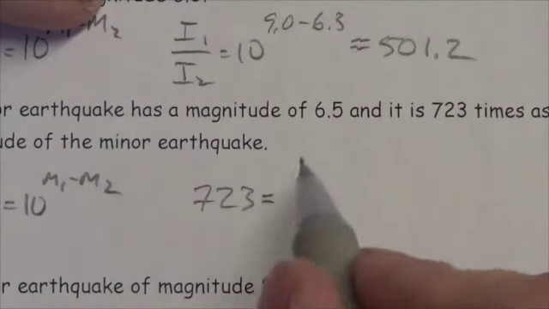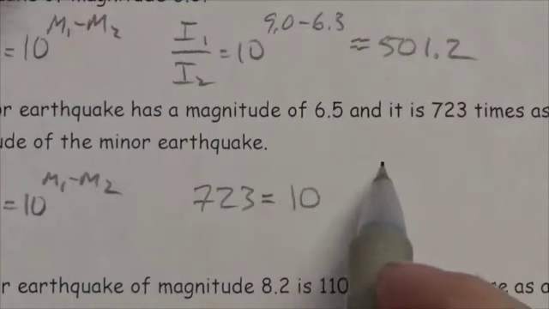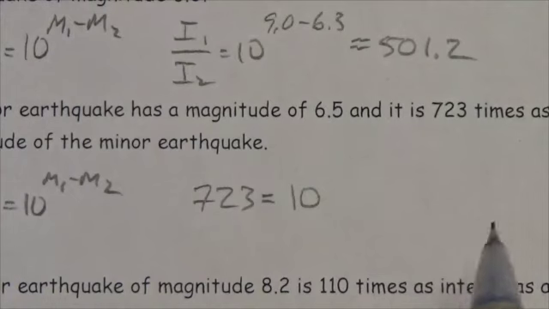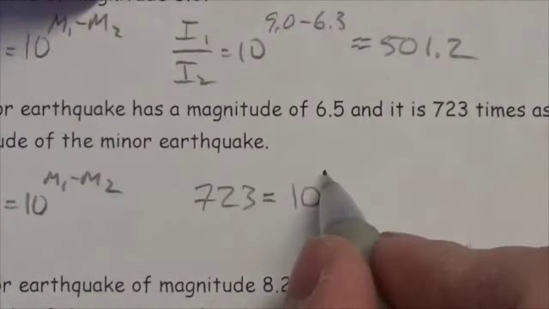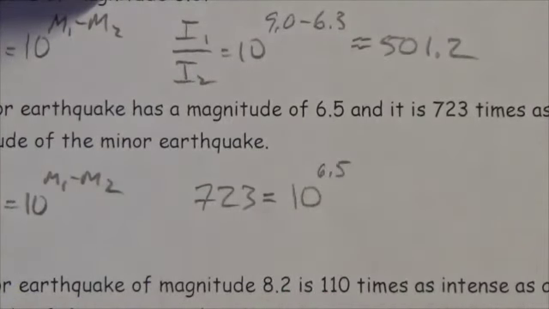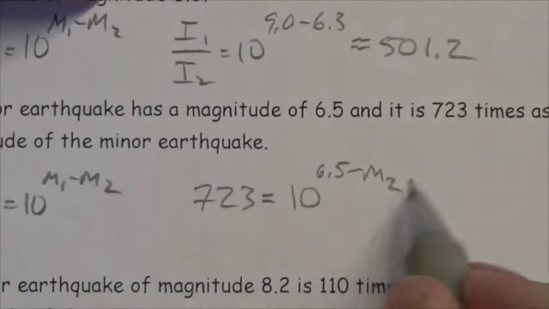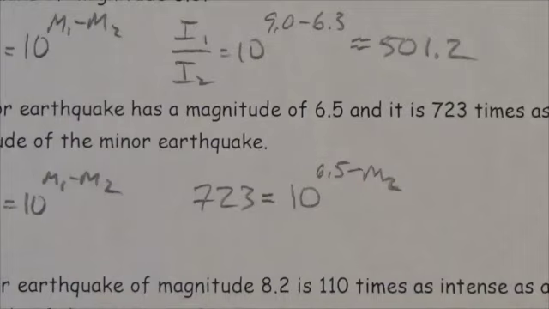And this is going to equal 10 to the, now the magnitudes here. Now a major earthquake has a magnitude of 6.5 and is 723 times as intense. So the 6.5 is coming from the larger quake, so that one comes first. Okay, so minus the magnitude of the second quake there. Now, how do I solve this here? What do I do here?